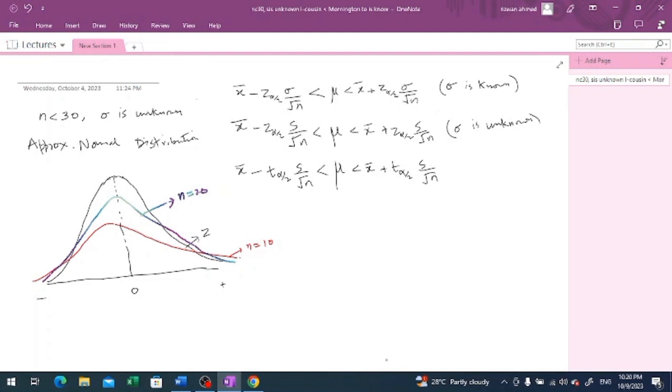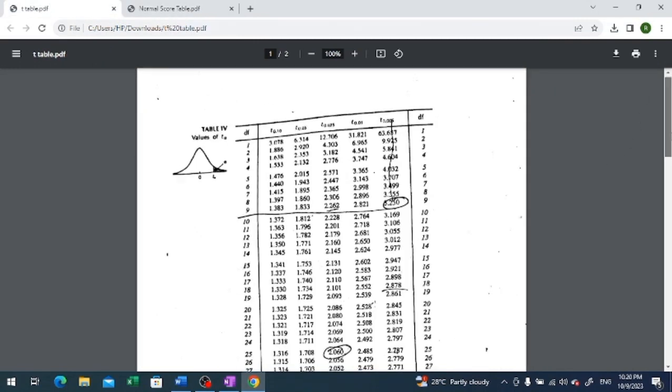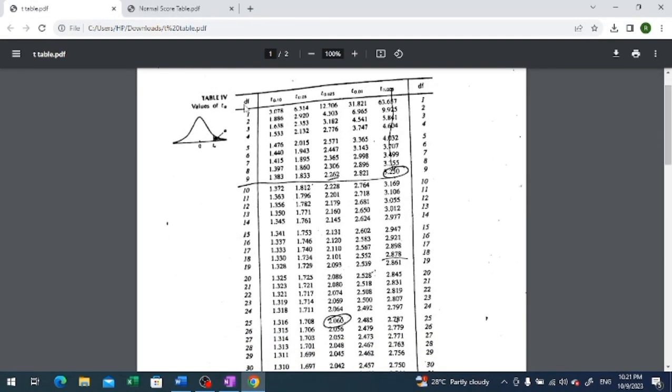Now, just have a look at the T table and we will try to compare the similarities and differences between the Z and T tables. Now, that's the T table. The very first column contains the heading of degrees of freedom. DF stands for degrees of freedom, and degrees of freedom is in fact the divisor of the sample standard deviation.